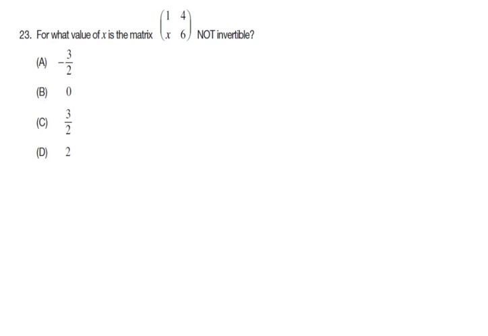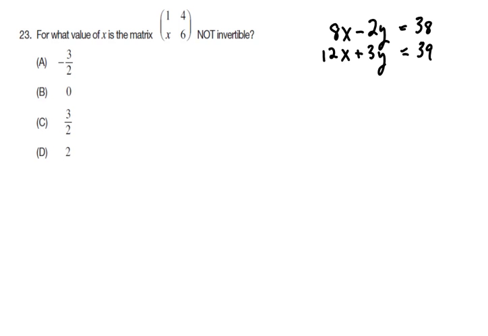Problem number 23. For what value of x is the matrix not invertible? A matrix is invertible when it has an inverse, and the process of finding an inverse is the process of inverting a matrix. Now, we'll talk about why we need to invert matrices.